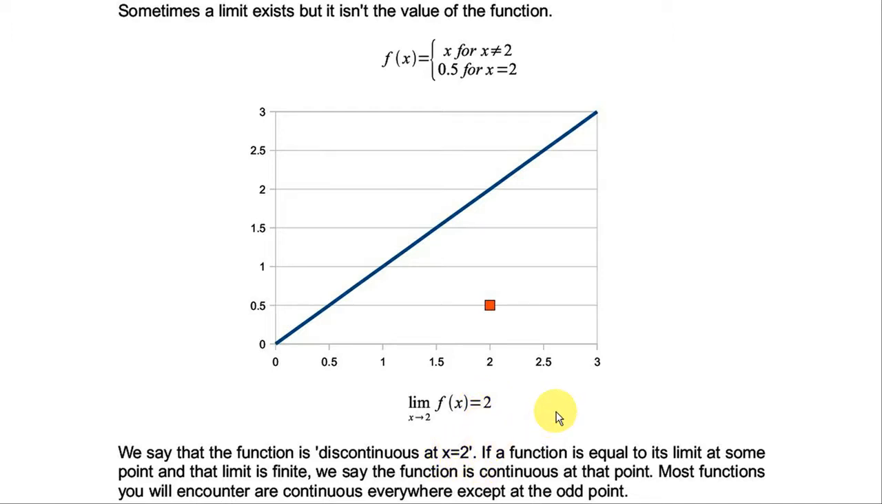Now, when this sort of thing happens, we say that the function is discontinuous at x equals 2. And if a function is equal to its limit at some point, and that limit is also finite, we say that the function is continuous at that point. And most functions you will encounter are continuous everywhere except perhaps at the odd point. So let's go and have a look at what can happen when you actually calculate limits.